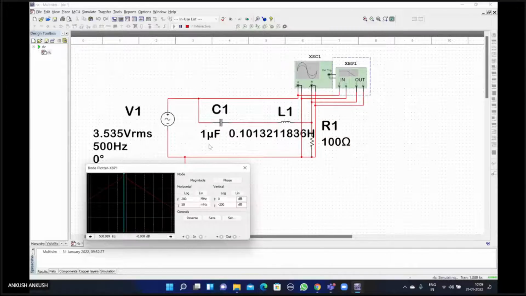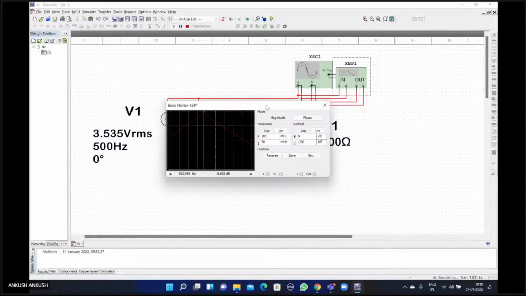Whoever changes the capacitance, then accordingly the inductance will change. If we change the frequency, we will have to just calculate it by 1 by 2 pi root LC, so nothing else will be changed, ma'am. Okay, fine. What is your roll number, Ankush? 10026, ma'am.